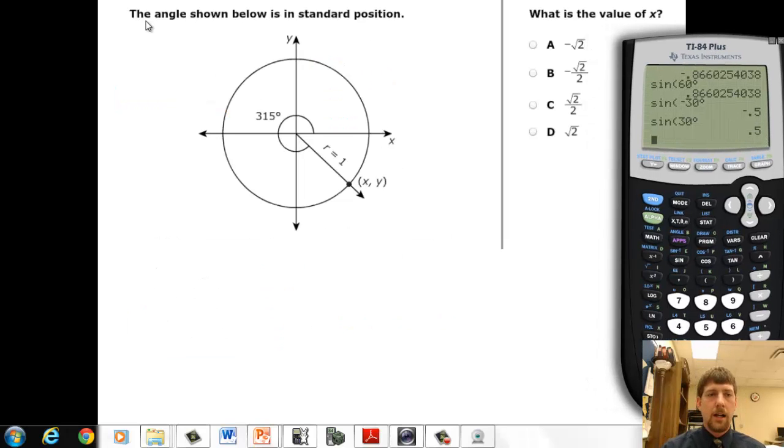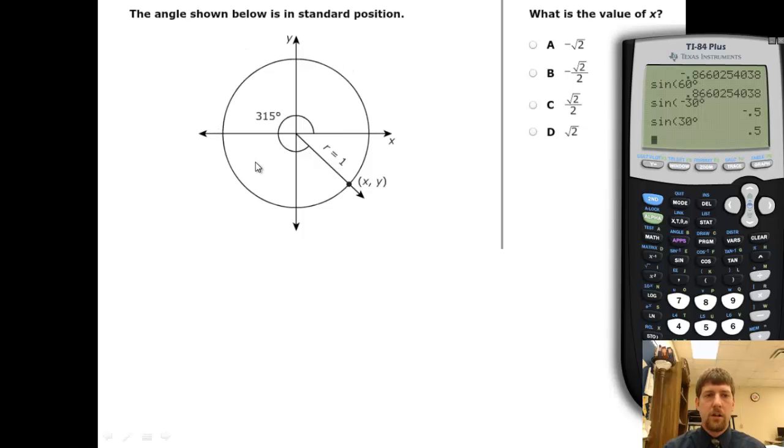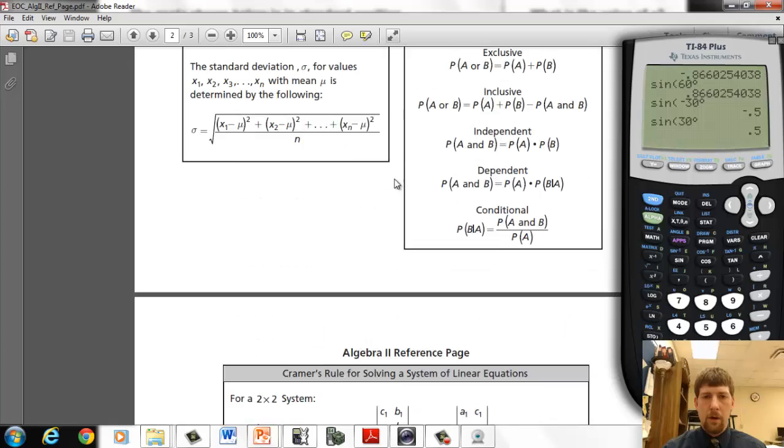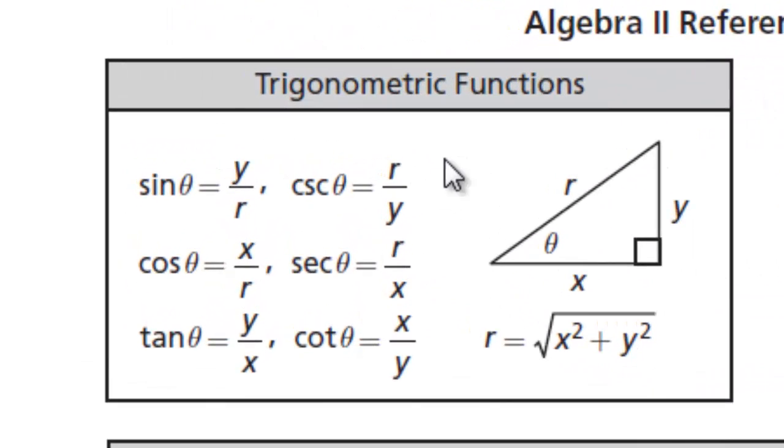Last thing we'll look at, the angle shown below is in standard position. What's the value of x? Well, when I start seeing angles and this kind of picture, this is trigonometry, right? Whenever you get this type of information, whenever they say something about sine, cosine, and it's not obvious, like keyed into the calculator, go to your reference page, and remember the box in the top left of the very first page is your trigonometry stuff. So we can see right here, sine of theta is y over r, cosine of theta is x over r, tangent is y over x. We have all this different stuff here. Well, it's telling me right here, sine is y over r, cosine is x over r.